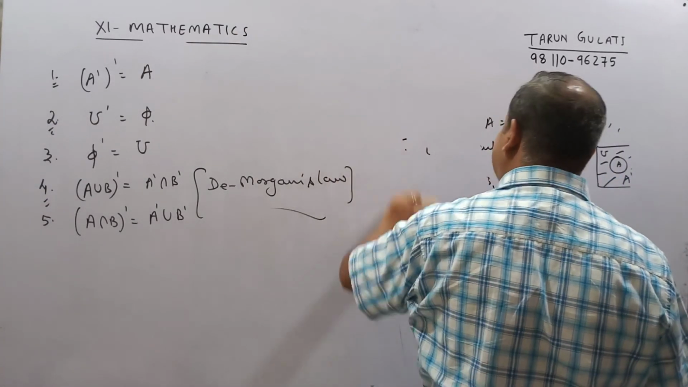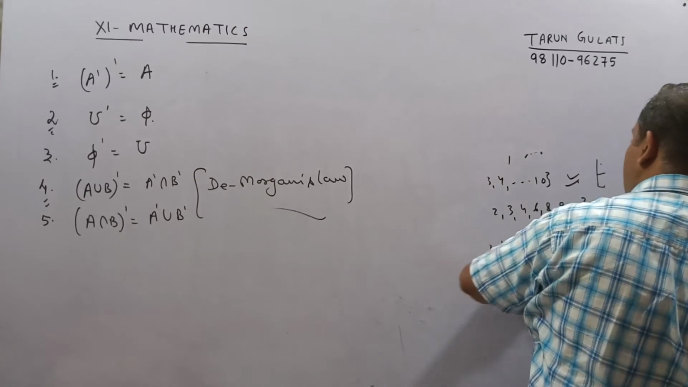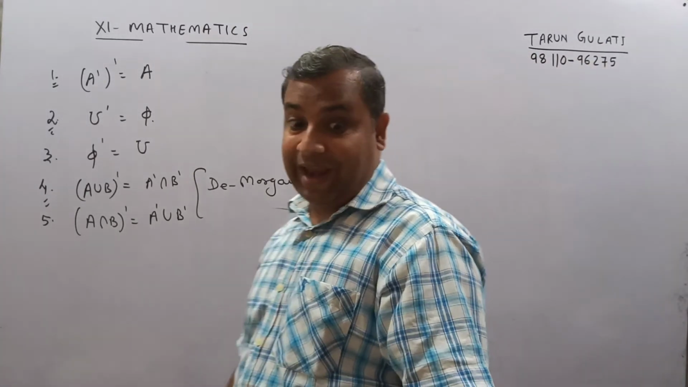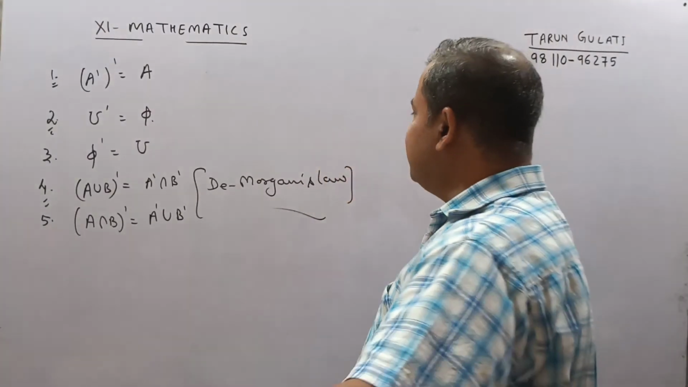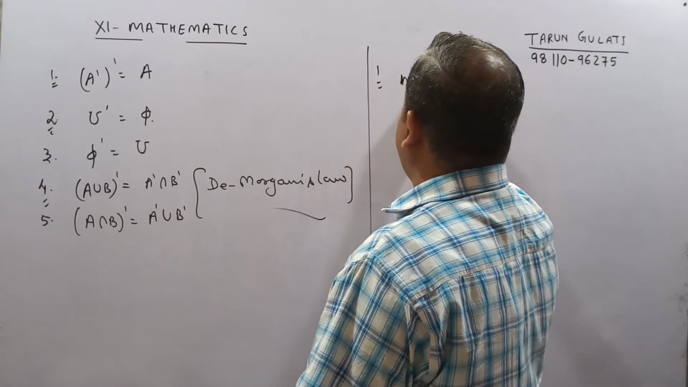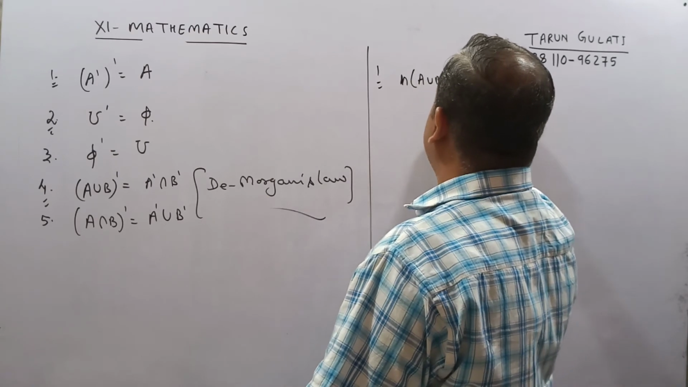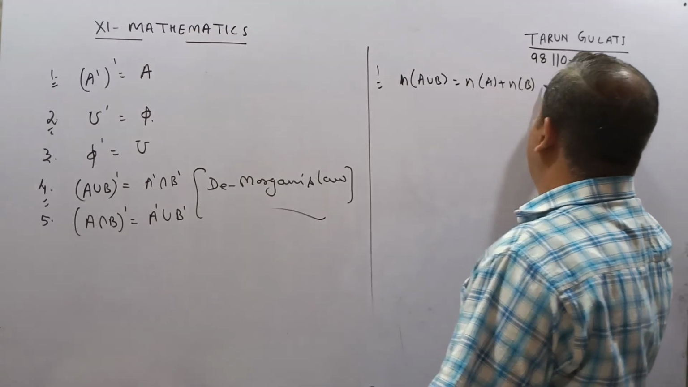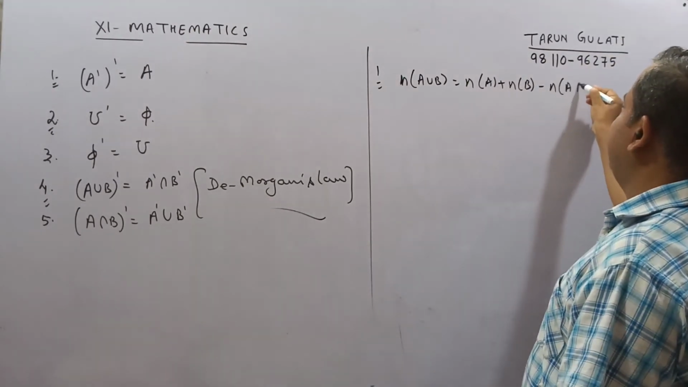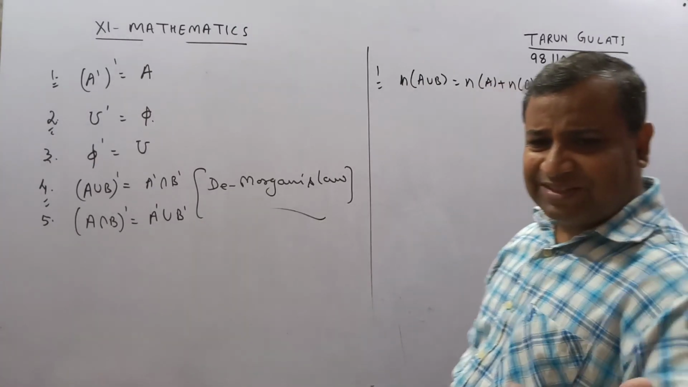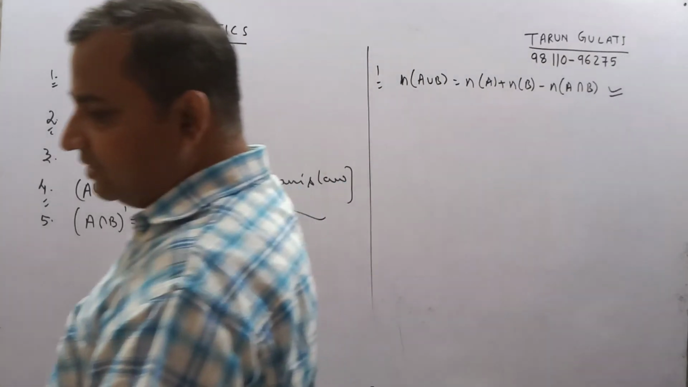Next is practical application: how you can practically apply sets in day-to-day life by using a simple formula. Number 1, the number in A union B equals the number in A plus the number in B minus the number in A intersection B. By this formula, you can simplify general simple problems based on sets.